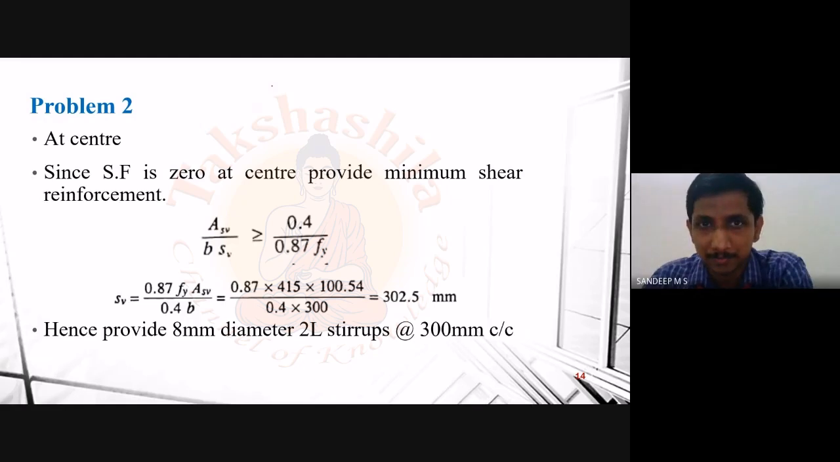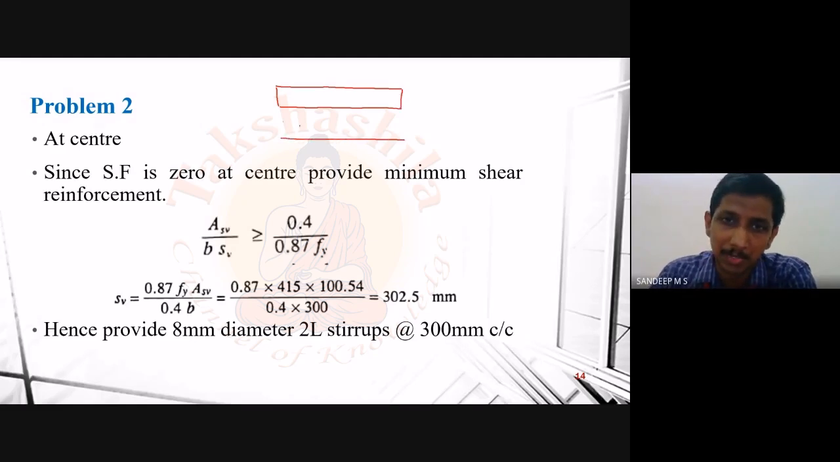So once you have a beam like this, we will have the maximum shear force at the supports and minimum 0 value at the center. Then we have again maximum at the other support. So basically you will have the variation like this, right? So right now, even though we have just taken the section here, the shear force here is actually 0.